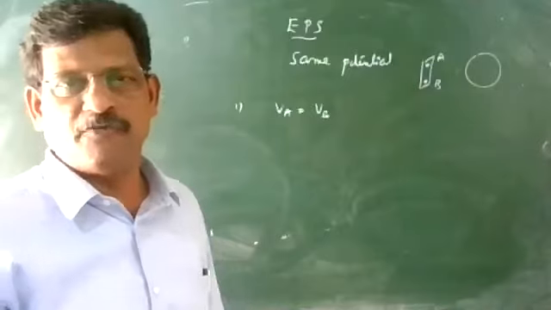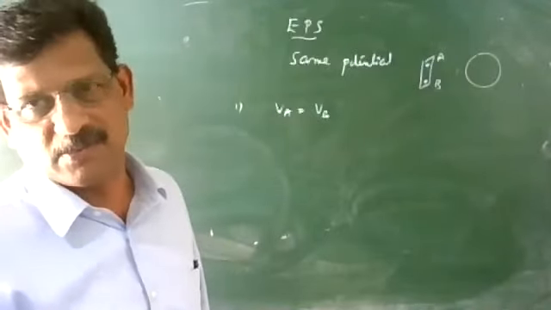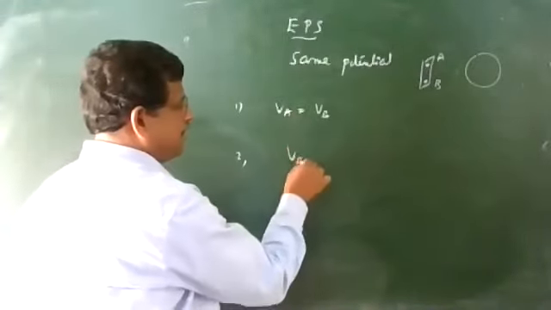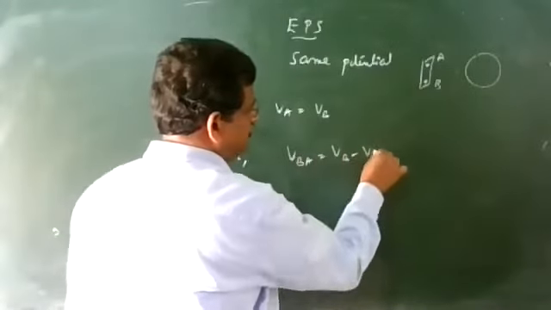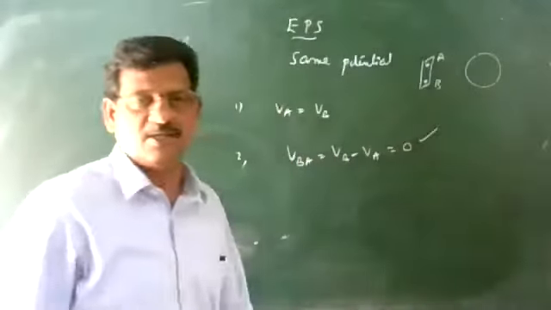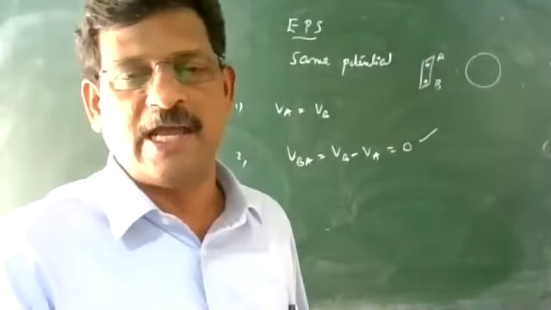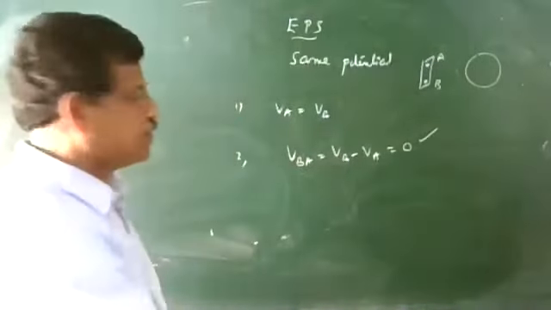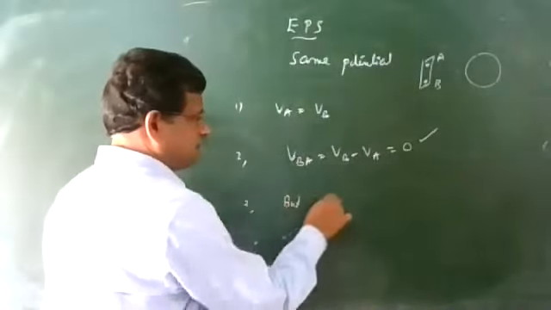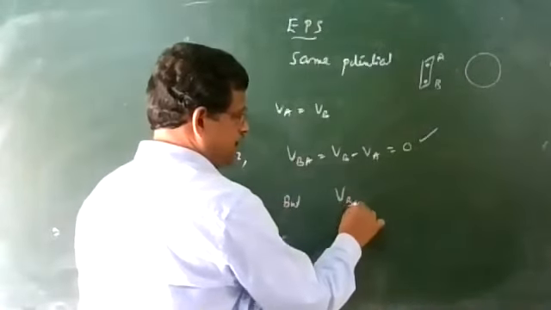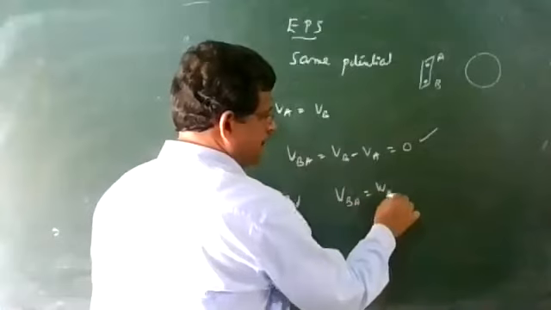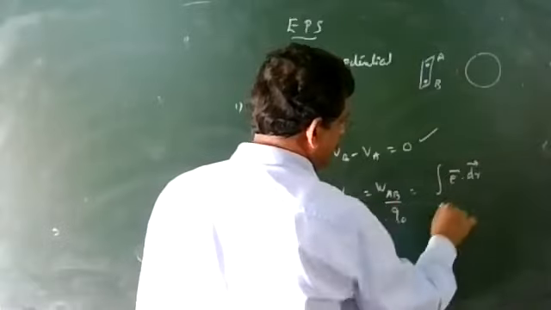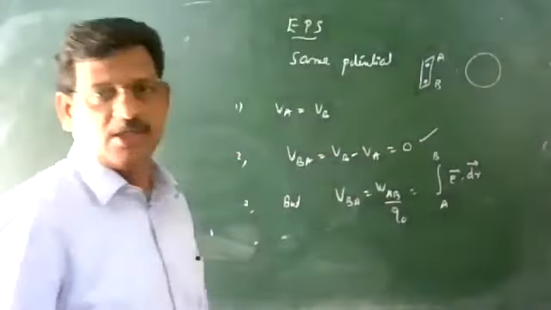So, what is the potential difference between any 2 points on an EPS? Important question. Suppose V_B and V_A, you write it as V_B minus V_A, which is equal to 0. No potential difference between any 2 points on an EPS. And we have seen how the potential difference is related to work done. V_BA, the work done in moving a unit charge from one point to another point, can be obtained as minus the integral of E dot dr.